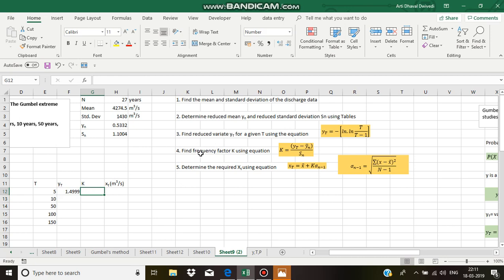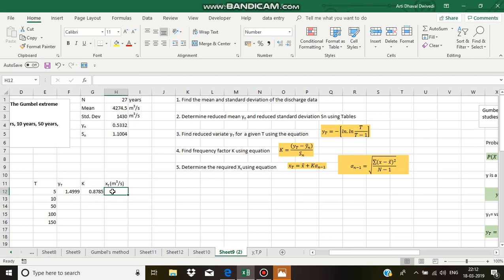Now find frequency factor k using this equation. K is equal to Yt minus yn divided by Sn. I'll anchor these values so that they don't change. Okay, the value of frequency factor k has been obtained.